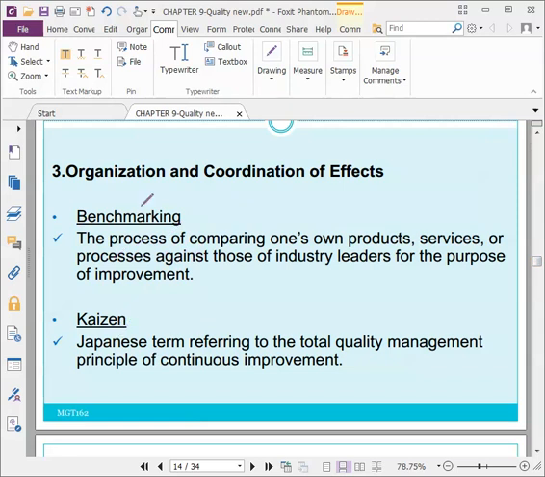Okay, benchmarking, the process of comparing one's own product, services, or process against those of industry leaders for the purpose of improvement. Benchmark maksudnya kita tengok satu contoh yang paling bagus, company yang paling bagus, contohnya dalam membuat kereta. Contoh kalau Proton kan, dia suka tiru produk apa saya tak ingat lah nama kereta. Contoh saya bagi contoh Honda.